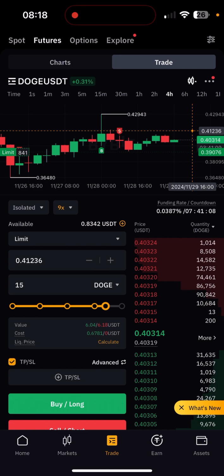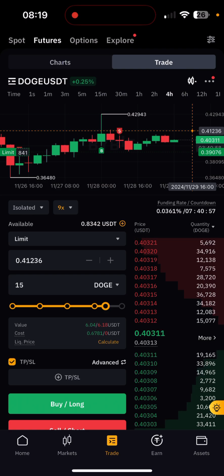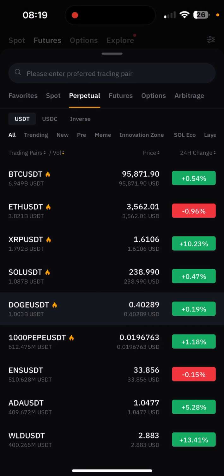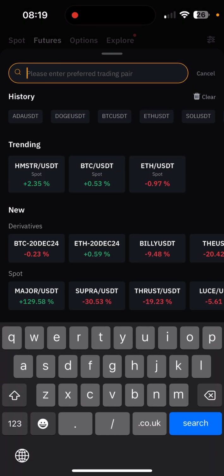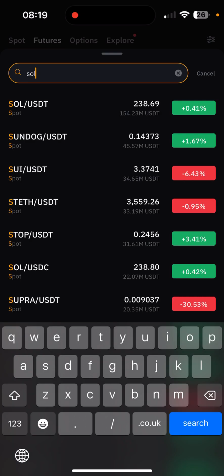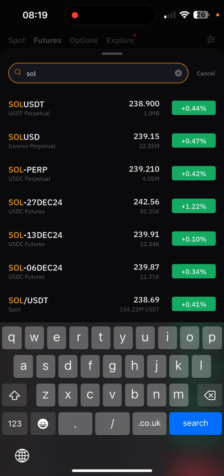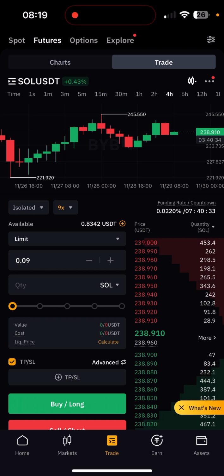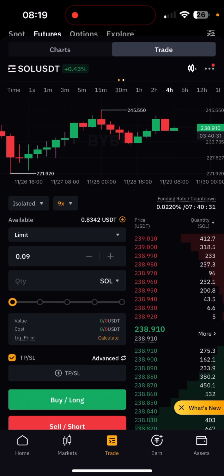I don't think I showed you where to add or change pairs. Now if you see this pair on top, we're on USDT. If you want to change this pair to another pair, you just click the USDT, click on search here, and click on the next pair you want to look at, maybe SOL USDT. Make sure it's SOL USDT perpetual, not inverse perpetual. Look at it very well. Make sure it's USDT perpetual. The futures are always perpetual. You click on it, and you see it has changed to SOL USDT.